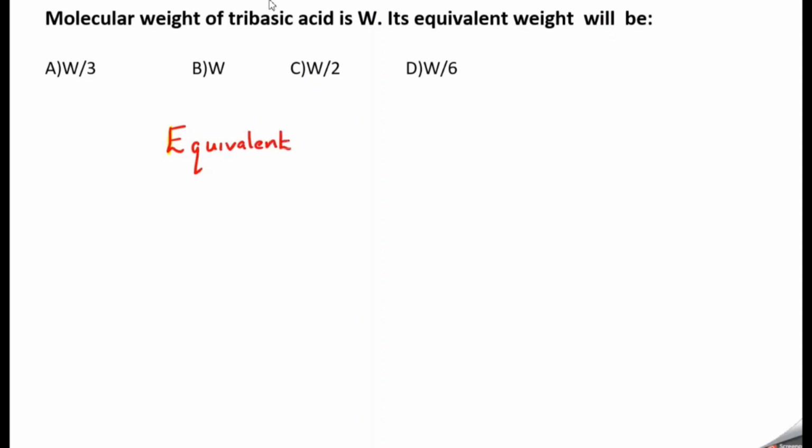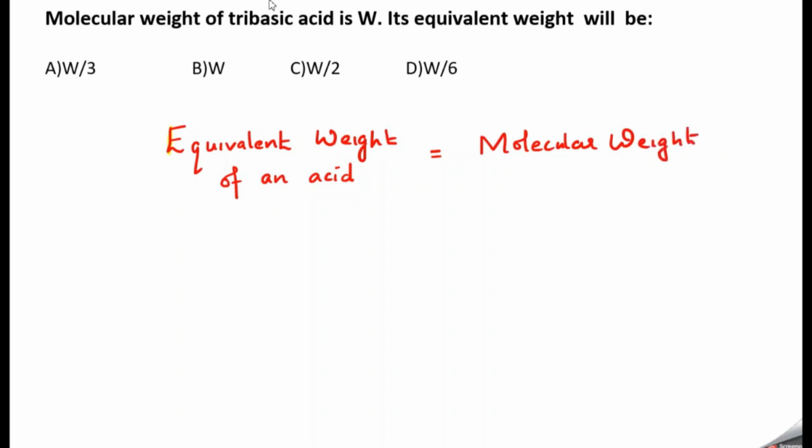Equivalent weight is different for different substances, right? The formula used will be different. It is an acid. So equivalent weight of an acid is equal to the molecular weight divided by basicity, correct? Basicity. Okay, now they have given here it is a tribasic acid.